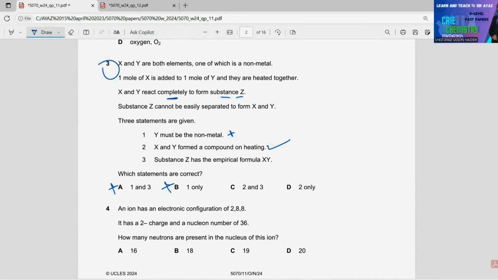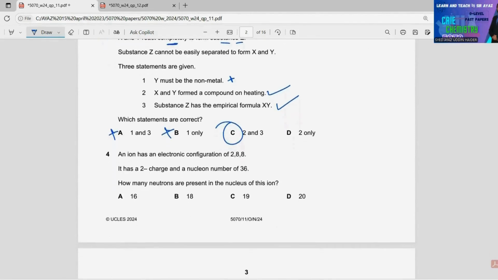What about 3? Substance Z has the empirical formula XY. Yes, looking at this information, 1 mole of X reacts with 1 mole of Y, so the compound Z must have the empirical formula XY. So C must be the right choice in this case.